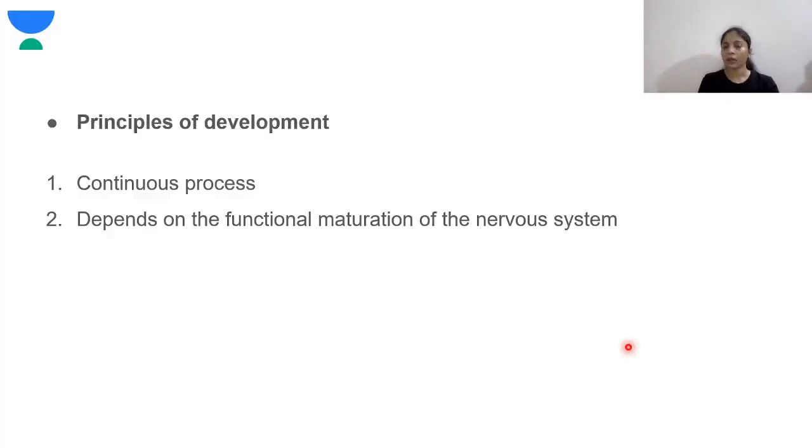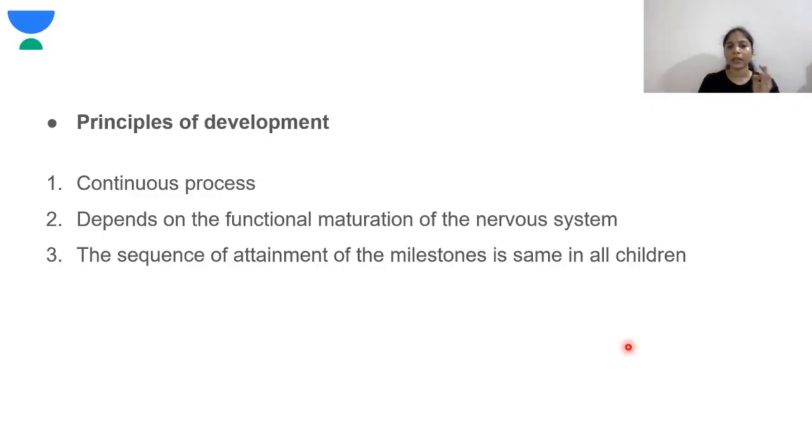Second, I have already discussed this: it depends on the functional maturation of the nervous system. Thirdly, the sequence of attainment of milestones is the same in all children. What does that mean? Neck control should happen between 3 to 4 months, then the child sits without support somewhere around 6 to 7 months, and then stands by 1 year. So the child cannot directly sit. First there should be neck control, then sitting, and then standing. That is the sequence they're talking about.